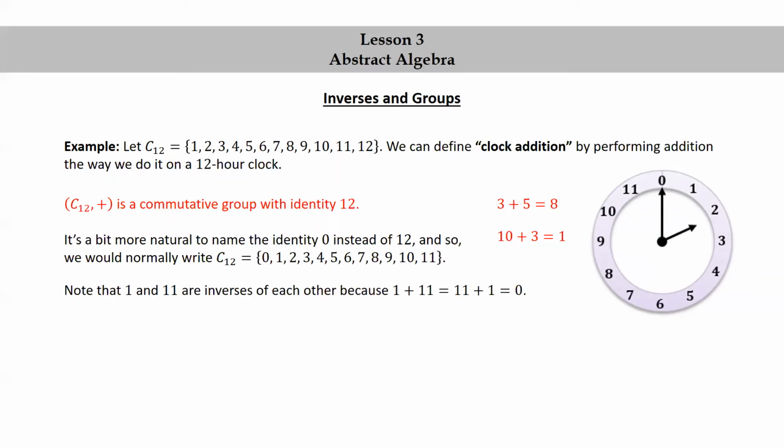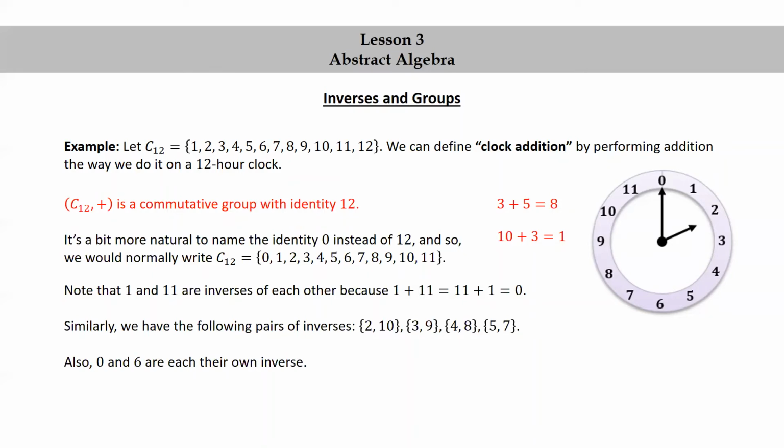Note that 1 and 11 are inverses of each other because 1 plus 11 and 11 plus 1 are both equal to 0. Similarly, we have the following pairs of inverses: 2 and 10, 3 and 9, 4 and 8, and 5 and 7. Also, 0 and 6 are each their own inverse.